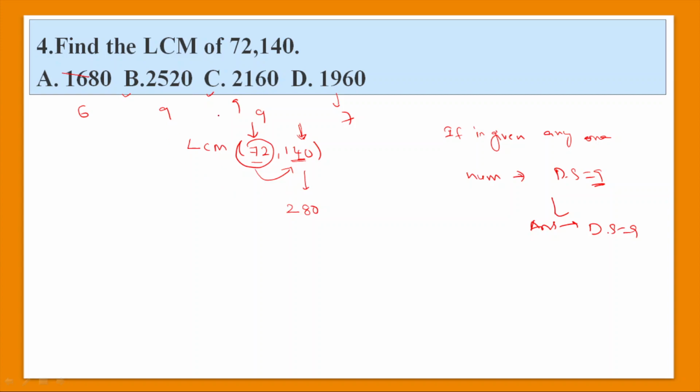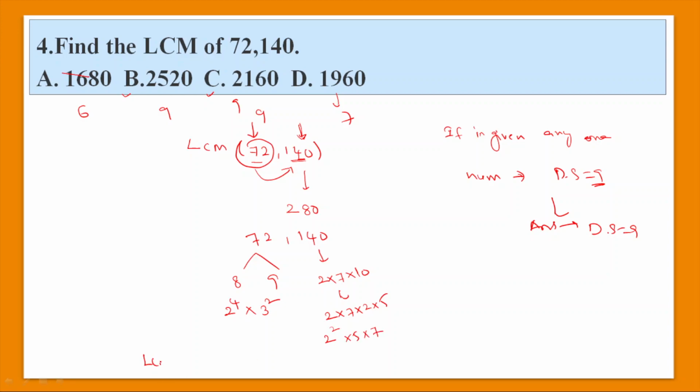In this also I'm left with two possible answers, so I need to go with the prime factorization method only. Take 72 and 140. 72 can be written as 8 times 9. 8 can be written as 2 power 4, and 9 as 3 square. And 140 can be written as 7 into 20, and 20 is 4 into 5. So this can be summarized as 2 square into 5 into 7.